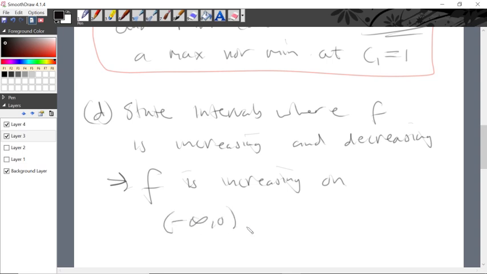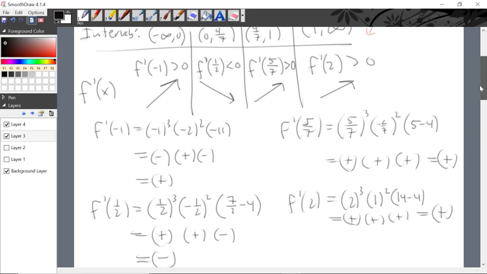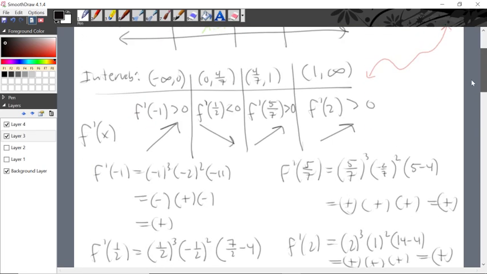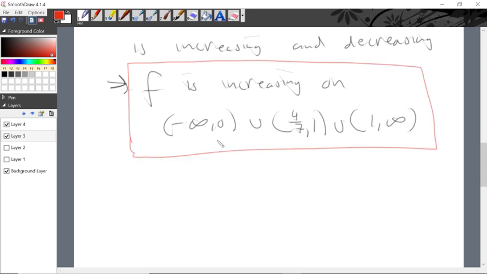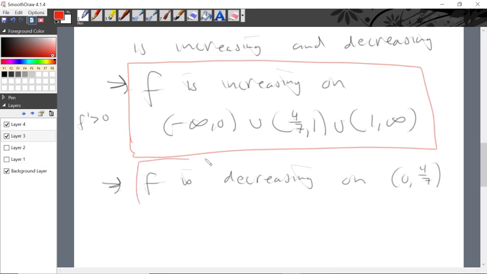Negative infinity to 0, 4/7 to 1, and 1 to infinity. It's not increasing at 1 though. All right, it's not increasing at 1. At 1 is actually where the derivative is equal to 0. Okay, so we know this because for any value of x within any of these subintervals, f prime is going to be greater than 0. Okay, and we have that f is decreasing on the interval between 0 and 4/7. So we also have that information.